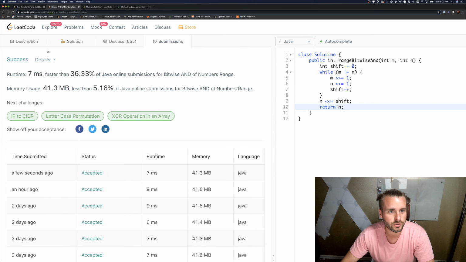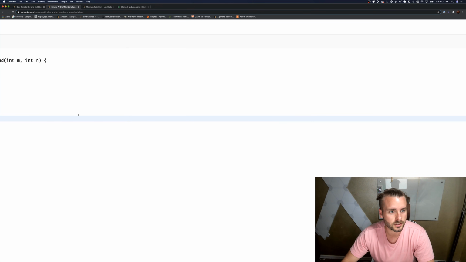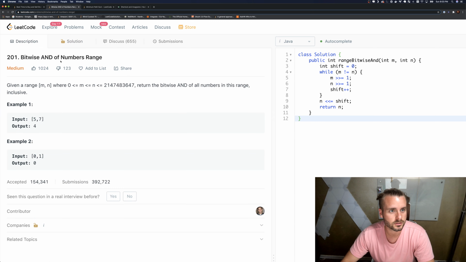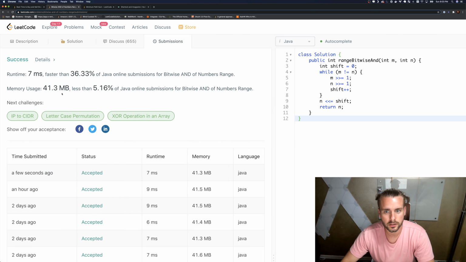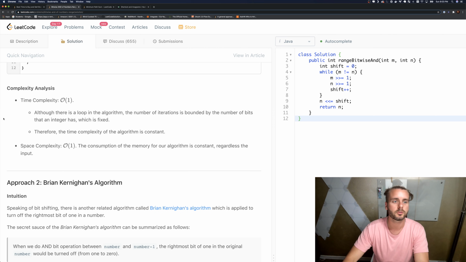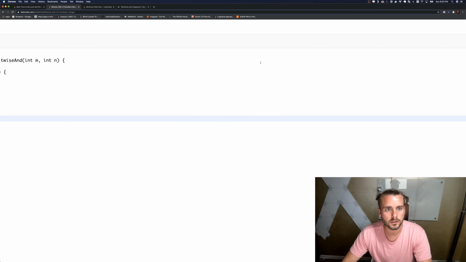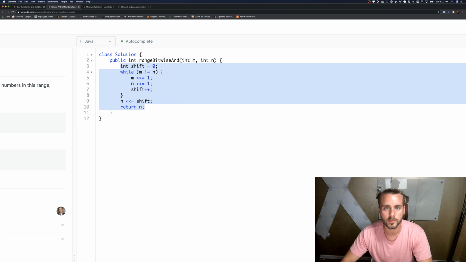I don't know why memory usage is weird. It's O of one space and O of one time. We didn't have to create anything, so that's why I'm confused why the space is so low. But yeah, we didn't even have to loop through. We just shifted them over. I believe they explain it here: although there is a loop, the number of iterations is bounded by the number of bits that an integer has, which is fixed. So the time complexity of the algorithm is constant. So that's why we have O of one space complexity, and a pretty simple solution. It's really fast. The hardest part is just being able to come up with the logic on the spot.